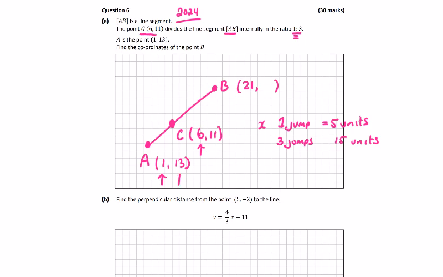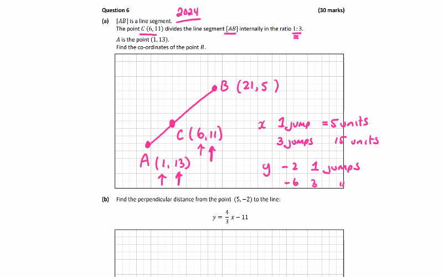And then with y, we're going from 13 down to 11. So y is minus 2 for 1 jump. So 3 more jumps will be minus 6 for 3 jumps. So minus 6 from 11 is 5 for B.